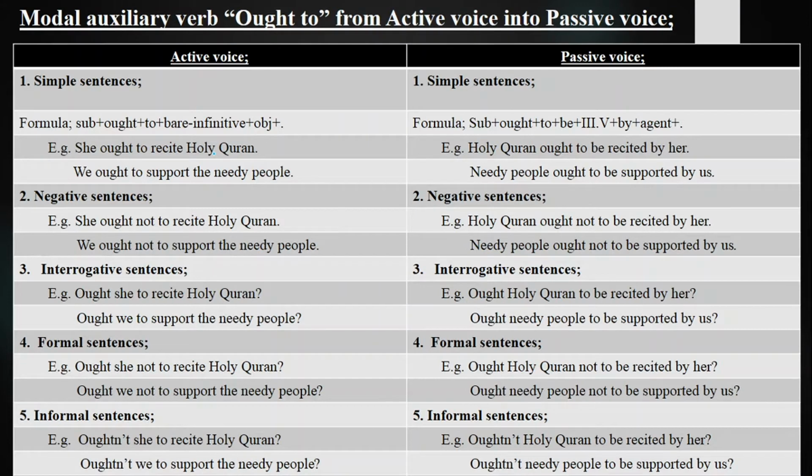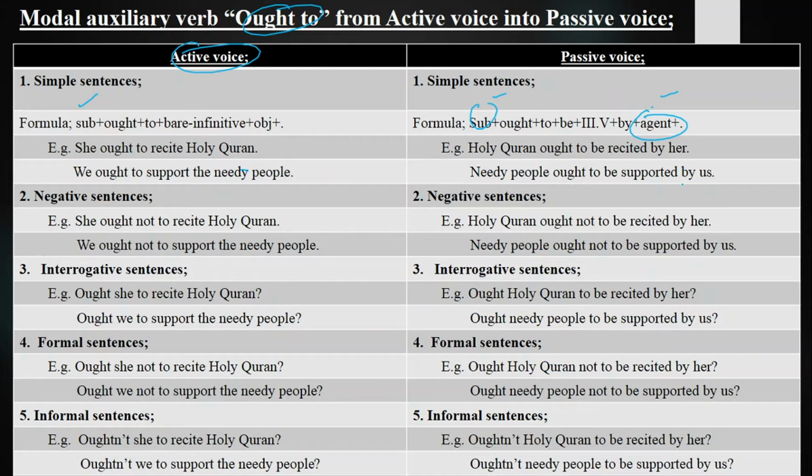Here we have the topic modal auxiliary verb ought to, from active voice into passive voice. So in active voice, the subject is the doer of an action. In passive voice, the subject is affected. When it is affected, that is called the tight subject. And when the subject takes the place of object, and the object takes the place of subject, that will be called the agent. Keep in your mind, that will be called the agent.